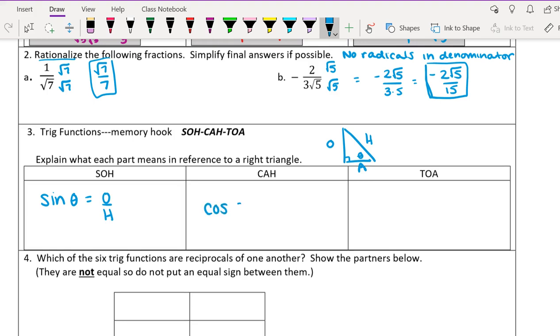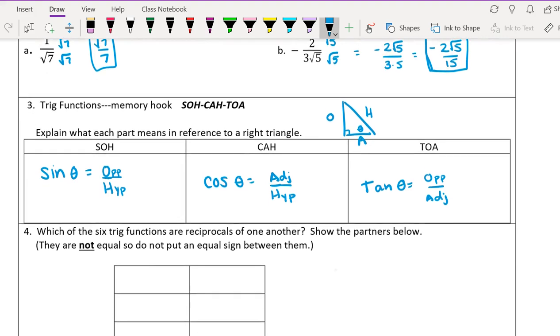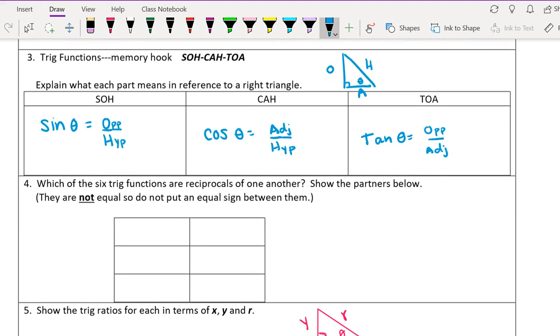Cosine of any angle theta is equal to the adjacent over the hypotenuse. Maybe I should write opposite and hypotenuse. Adjacent and hypotenuse. And tangent of theta is equal to the opposite over the adjacent. So then we talked about the cofunctions. The cofunctions are the reciprocals of the main functions sine, cosine, and tangent.